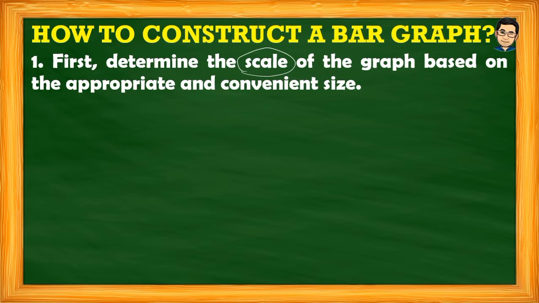And then, kailangan convenient yung size niya. So, kailangan ina-analyze din natin kung gaano kalayo yung range ng mga data, yung mga scores, para makapag-decide tayo ng scale. Like for example, kung yung mga data natin, ayan, 1,000, 5,000, ganyan, 3,000, hindi natin pwedeng gamitin yung scale na 1. Kasi masyadong mahaba naman yung ating graph. So, pwede natin gamitin, I suggest, by 100, by 200.